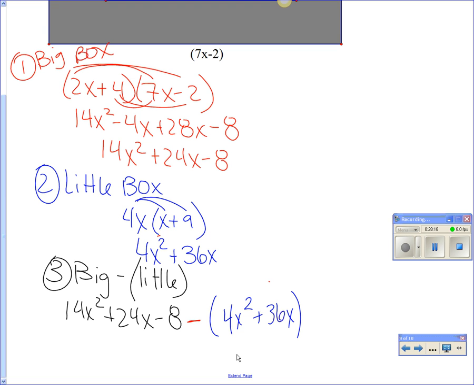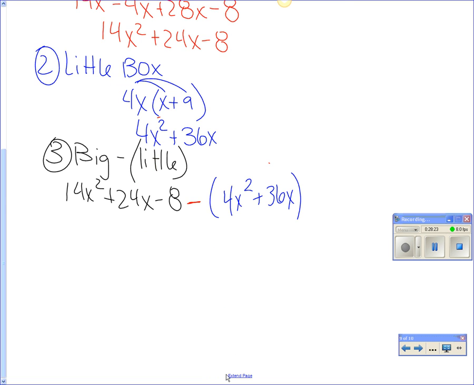All right, and Madison, what do you have to do with that minus in front of the parentheses? So 4x squared becomes what? And 36x becomes? And I change this to a? Good. All right, just like I did at the beginning of the year, change that one in front to a positive. All right, Riley, 14x squared, what do I have to do with it? What is that going to give me? Very good, 10x squared. Okay, Faith, what else do I have to do?